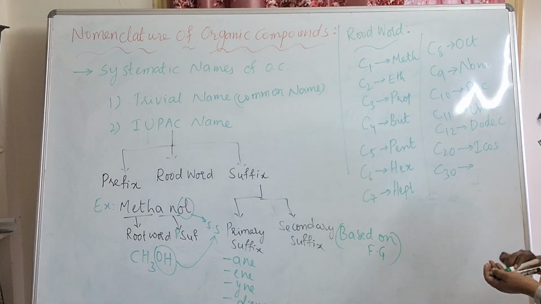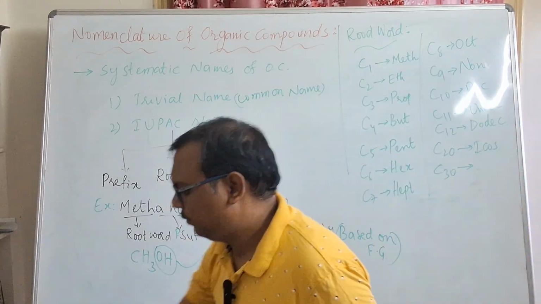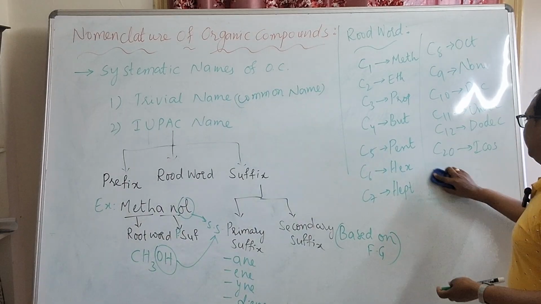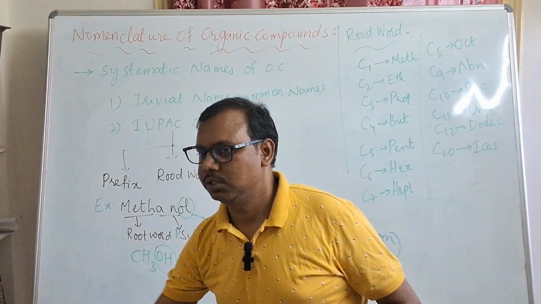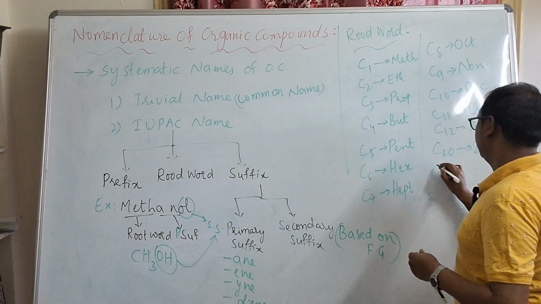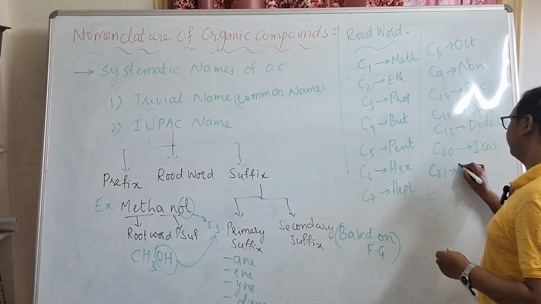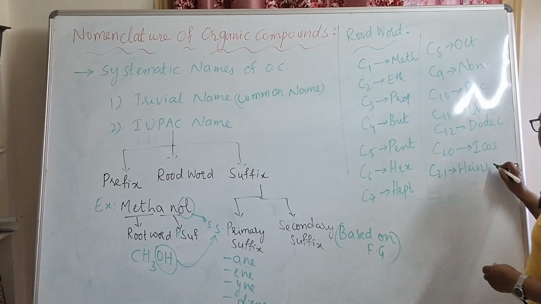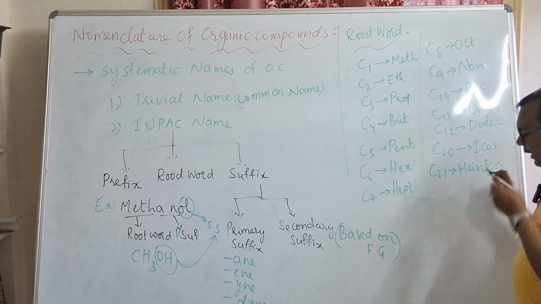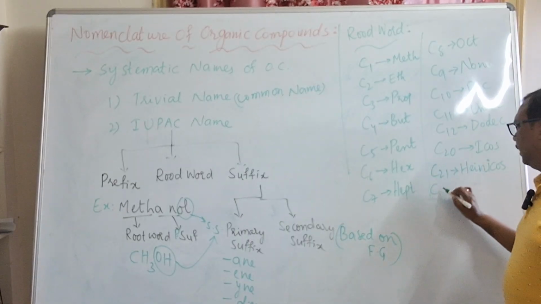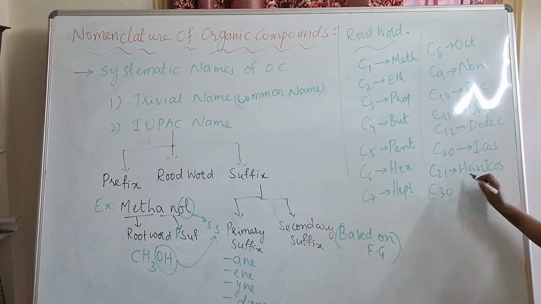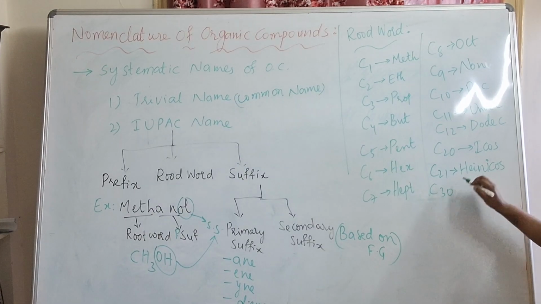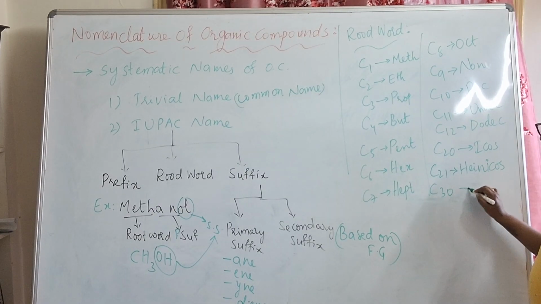If it is 21, this is also important. If it contains 21 carbons, we call it heneicos, C21. Heneicos, you can say here. Then 22 is docos, like that you can write here.